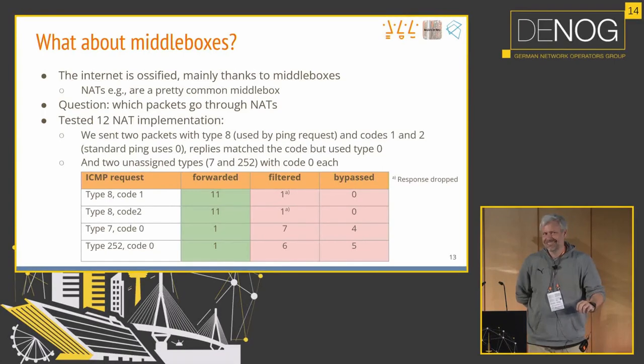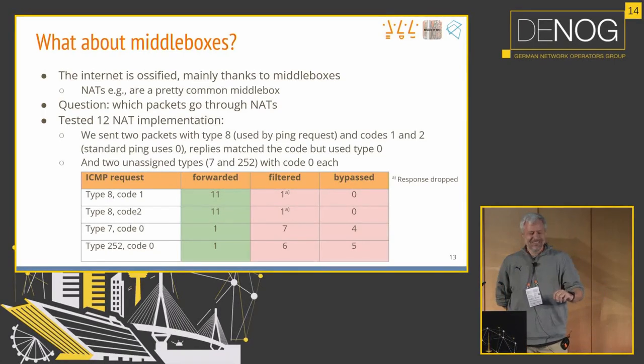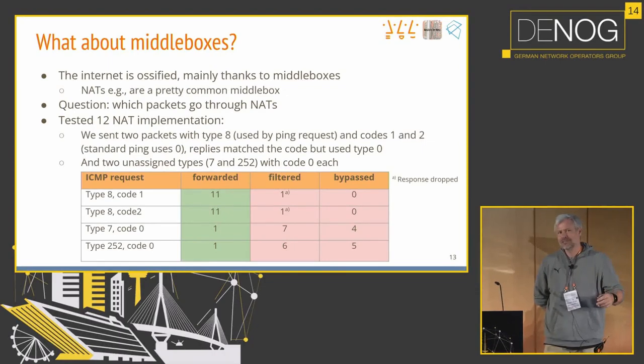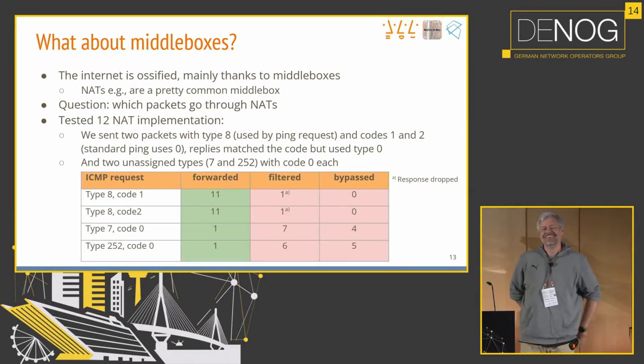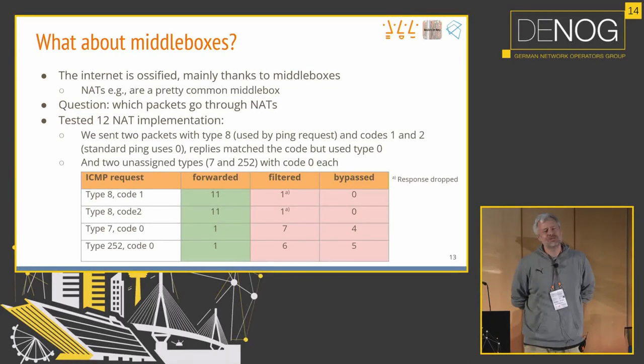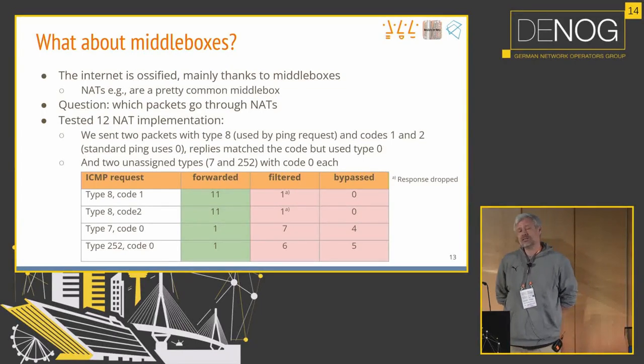Bypassed is interesting. So there's actually a lot of NAT boxes. What they would do is they say, oh, I don't know this. Let's not translate the source IP address and just send it out. So they send out packets with a private IP source address, and that seems to be acceptable for actually quite a lot of middle box vendors out there.